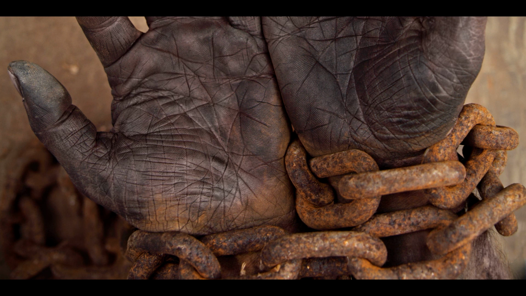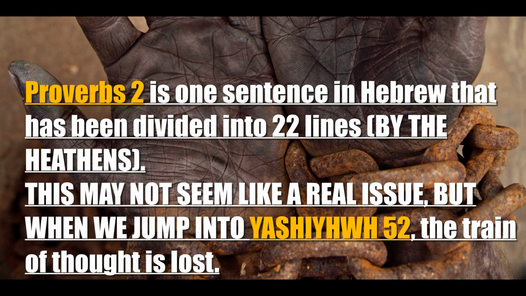It has pros and cons. Learning the chapters and verses to know where things are, that's good. But it also starts to prohibit us when we start breaking things into chapters, thinking things are starting over. For instance, Proverbs chapter 2 is literally one sentence in the actual Hebrew. That's one sentence. Okay? And it doesn't seem like a real big issue.